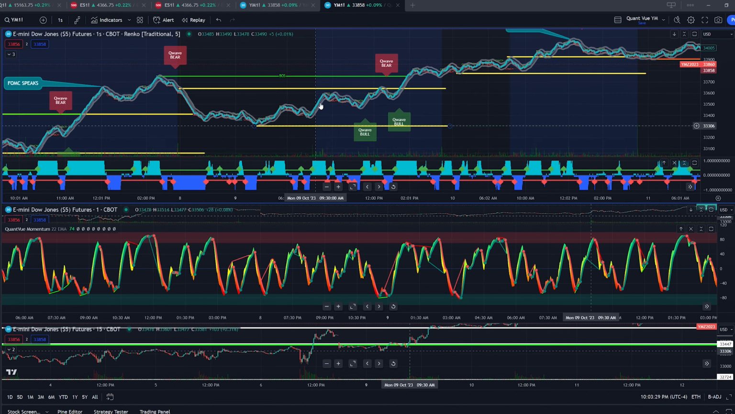So on this day, what are we going to be looking at? We're going to be looking at these Q wave bull and Q wave bear signals. At first glance, you're probably looking at this and thinking, why would I even trade this? It doesn't even make sense. These are signals in the middle. It just looks like chop.